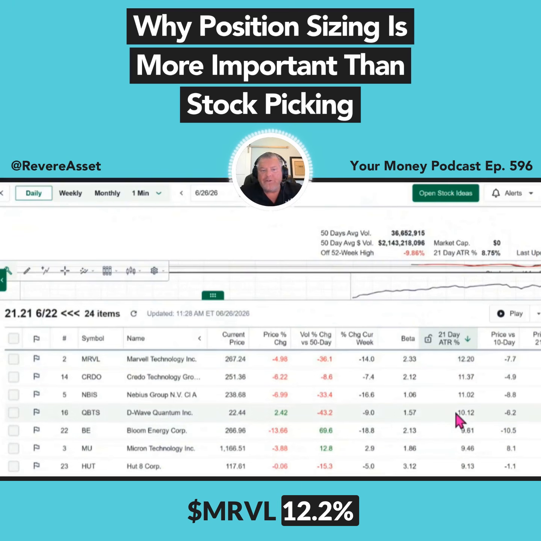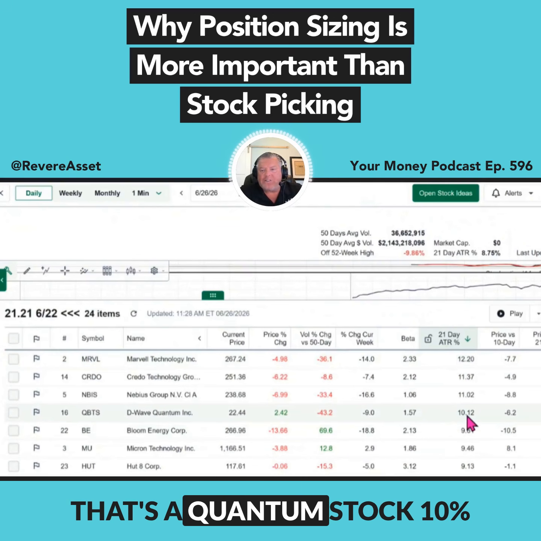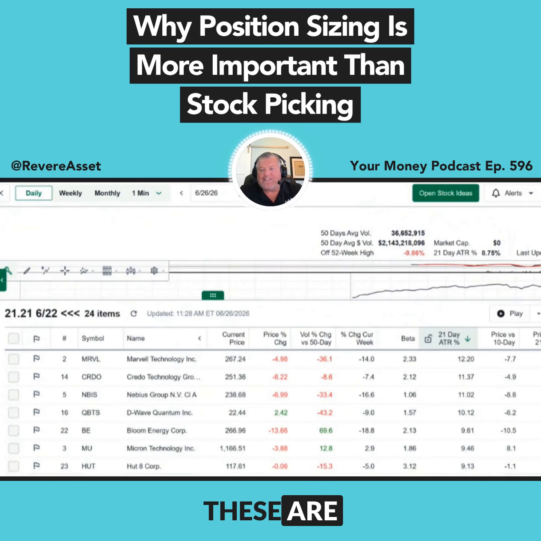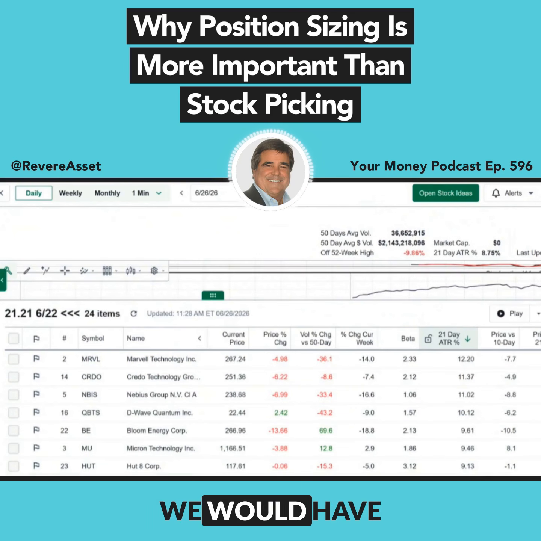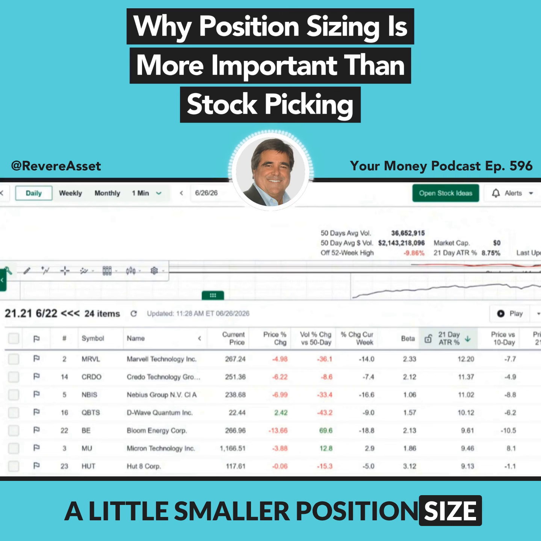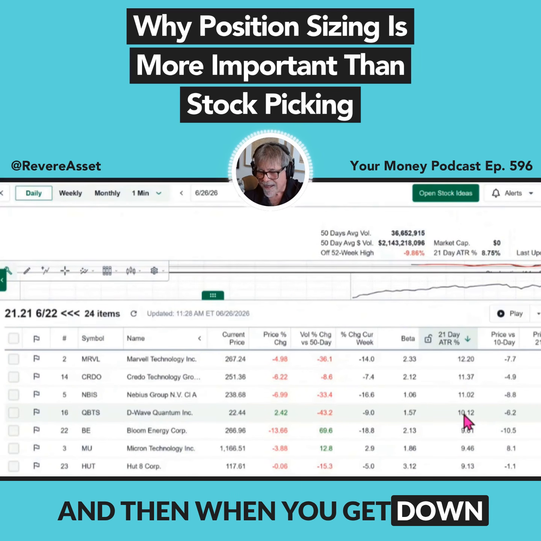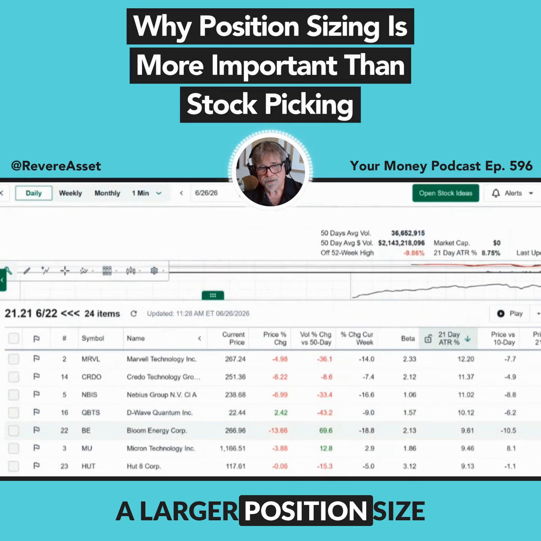Marvell, 12.2. QBTS, that's a quantum stock, 10%. NBIS, 11%. These are significantly higher than the beta. We would have a little smaller position size starting at the top with Marvell and NBIS, and then when you get down to the bottom, you could have a larger position size.